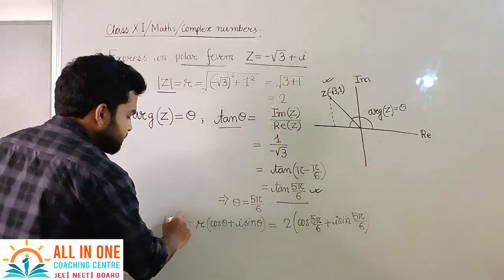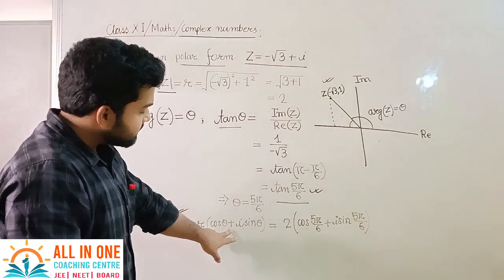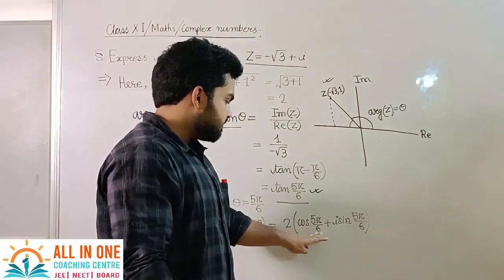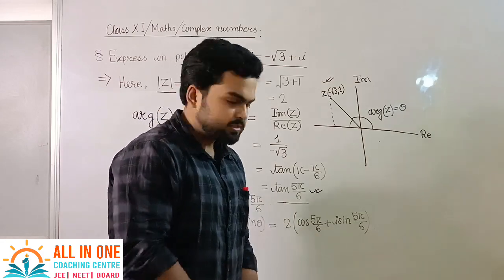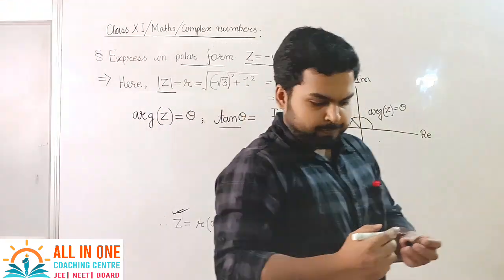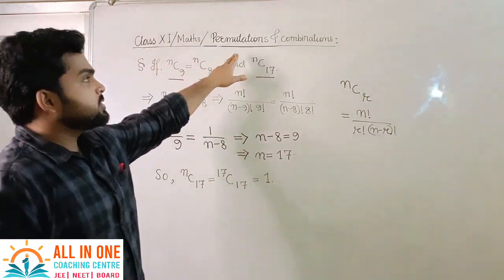So theta comes out to be 150 degrees, and from there we express in polar form z = r (cos theta + i sin theta), and plugging in the values we get 2 (cos 5π/6 + i sin 5π/6). Okay, so this is our required polar form. Thank you. Next we will solve a common problem from the class 11 maths chapter Permutations and Combinations.